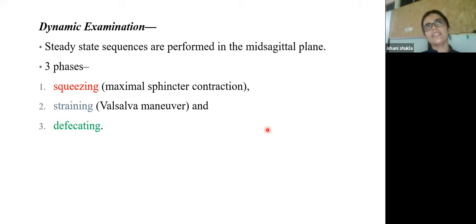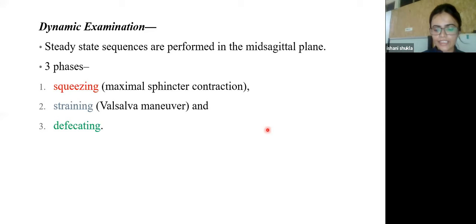So dynamic examination: steady state sequences are performed in the mid-sagittal plane. And three phases we have to see. First is the squeezing phase, in which there is the maximal sphincter contraction. Then straining, in which the Valsalva maneuver is performed. And then the defecating phase.